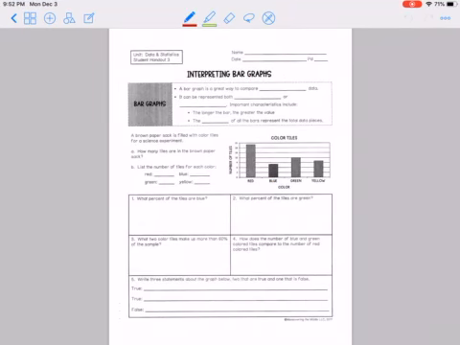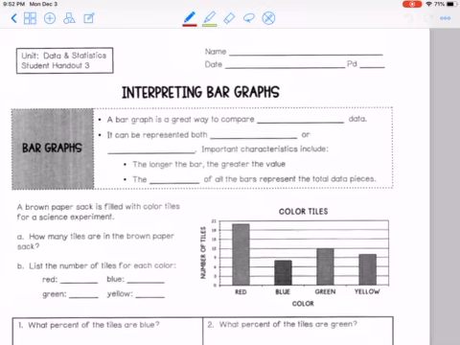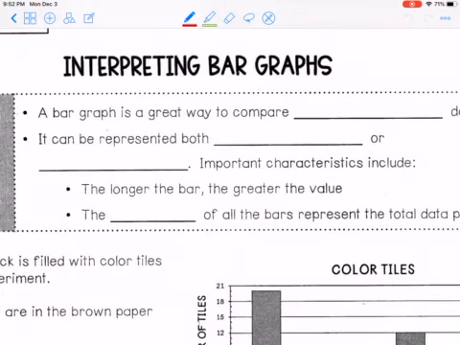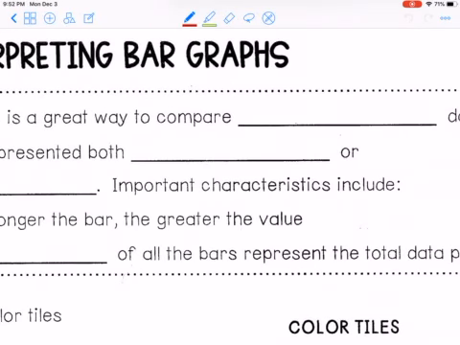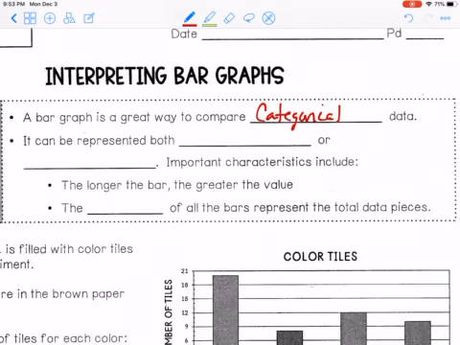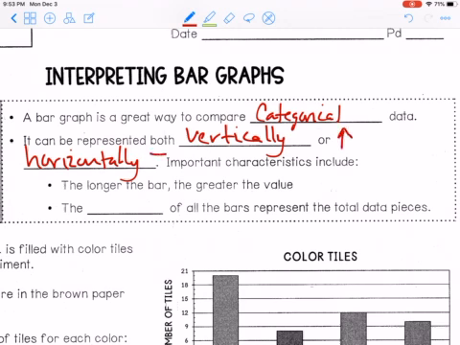Alrighty, our next topic here is interpreting bar graphs. So, make sure that you copy every part of these notes as you're going to need it. It says a bar graph is a great way to compare categorical data. It can be represented both vertically or horizontally. Remember that vertically means up and down. Horizontally is side, left to right.